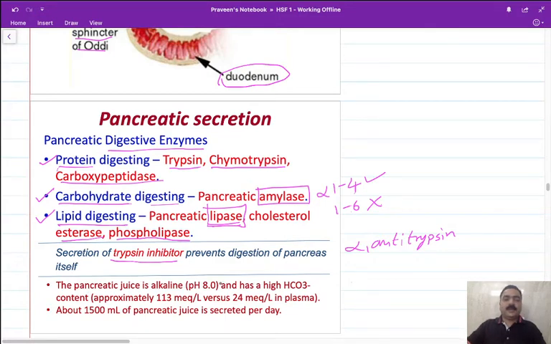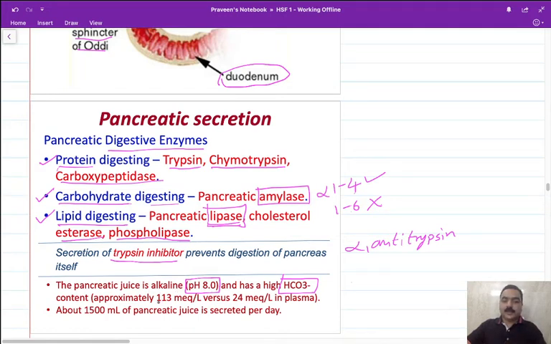Another major thing that comes from the pancreas is what? The bicarbonate. So the pancreatic juice is alkaline, and the pH is 8. Very alkaline, the most alkaline secretion in our body. So this is the most alkaline, and what is the purpose of this?